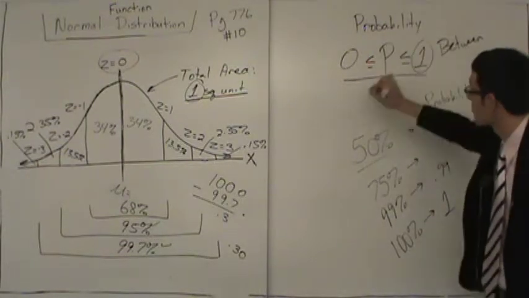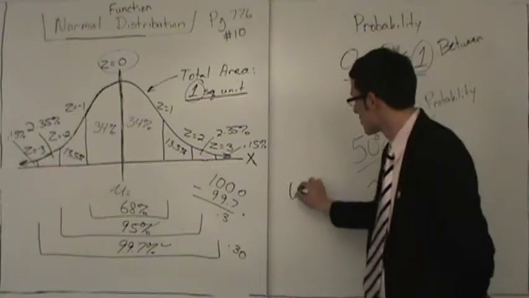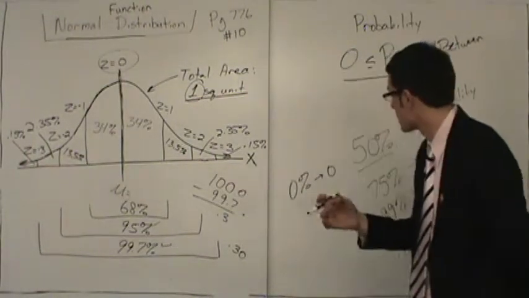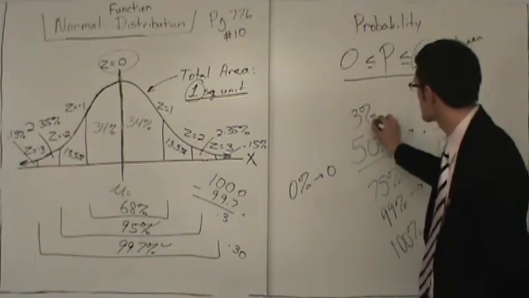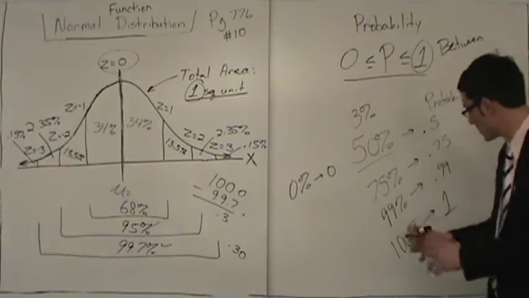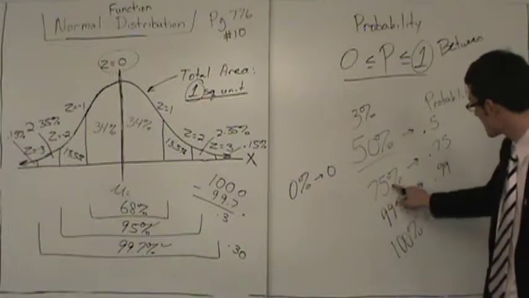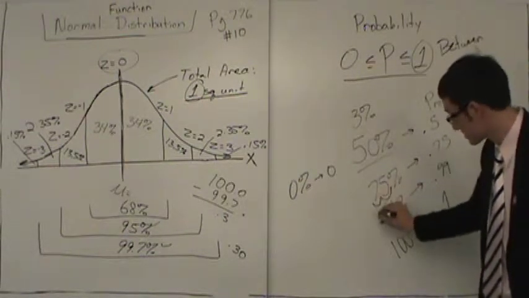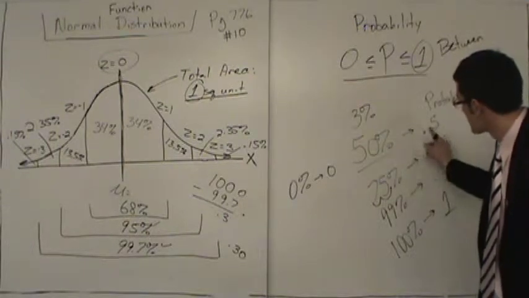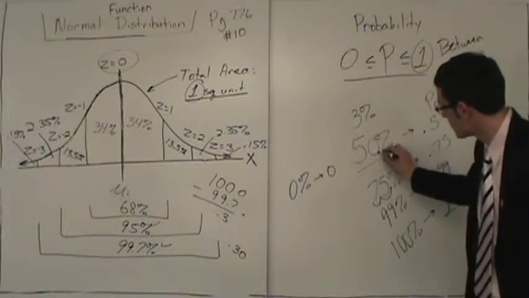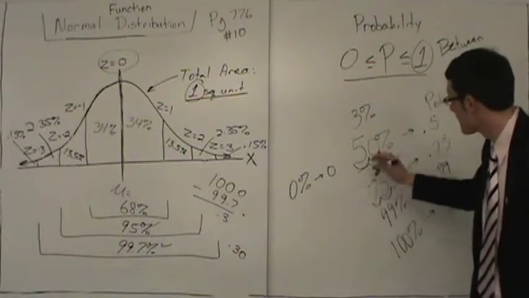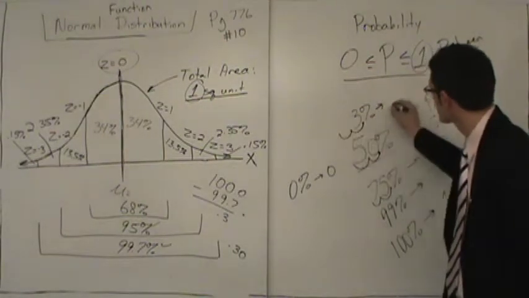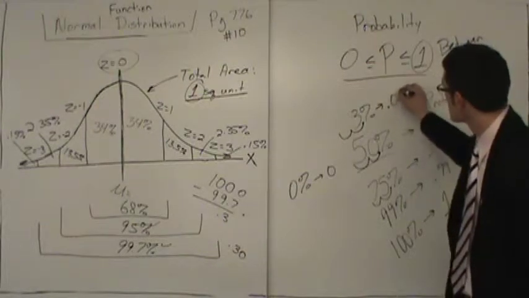Notice, what is the maximum probability value? 1. What is a 0% chance? 0% chance is a probability of 0. Okay, now what if I say a 3% chance? Notice, we move the decimal. To go from 75% chance to probability, we take the decimal and move it 2 places to the left. To go from 50% to 0.5, we move it 2 places to the left. 3% chance, move the decimal 2 places to the left. Our probability is 0.03.